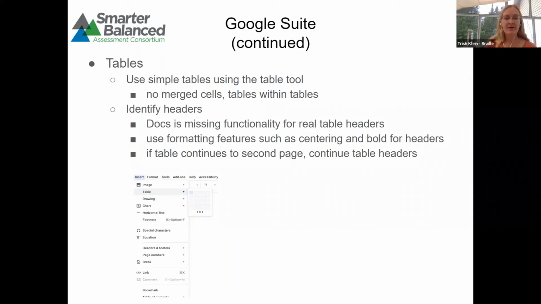If you're using Word, you can identify your headers. Unfortunately, that's another thing Google is missing. But if you had created it in Word, you can actually identify your real table headers. You can also use formatting features such as centering and bold for your headers. If a table continues on the second page, and if you're using Word to cut and paste, you can just set repeat table headers in the table settings, and that will help. If you jump to another page, it can be very confusing if the table headers are not there. Next slide, please.